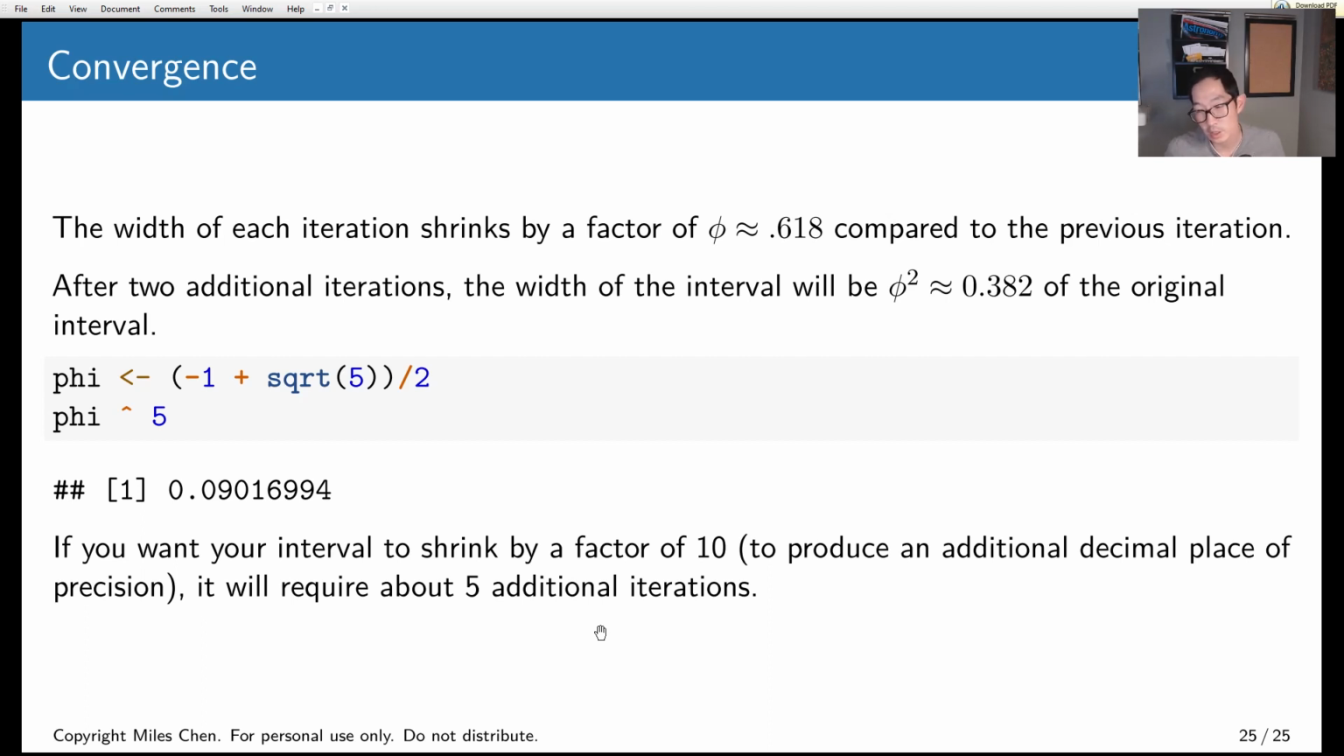Okay, that is the golden section search. Pretty powerful method for finding minimums of a univariate function. Might be a little bit slow, but it certainly works.